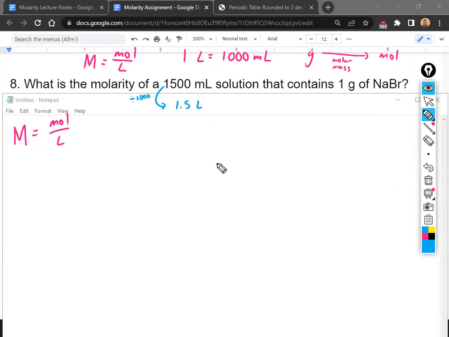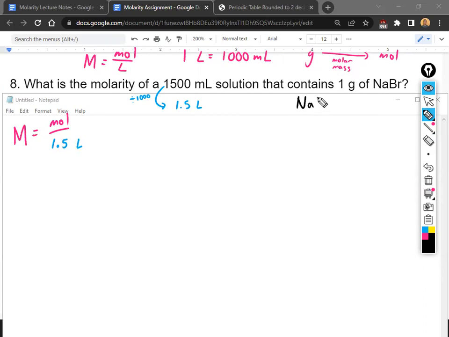So that's the first thing you should have done. You're going to divide 1,500 by 1,000 to get 1.5 liters. Let's just put it on the bottom of the fraction, just so we know what we still need. The last thing we need to find is moles. That's how we can find molarity. We have 1 gram of NaBr. Now we have grams, so in order to turn grams to moles, we need to find the molar mass.